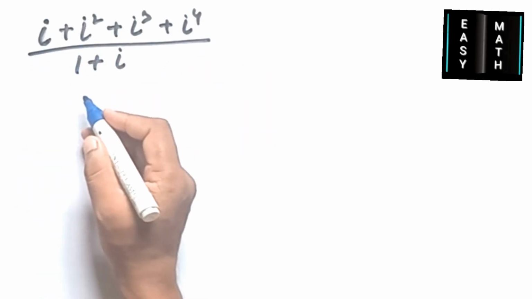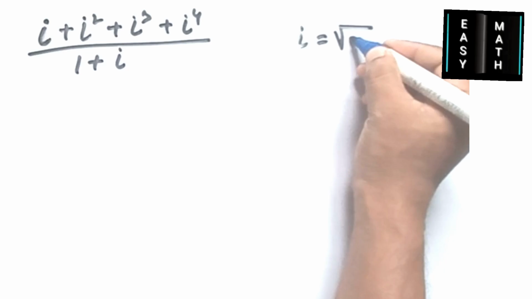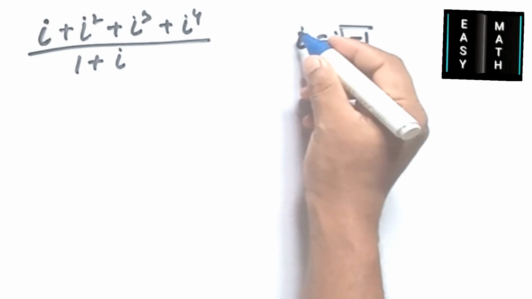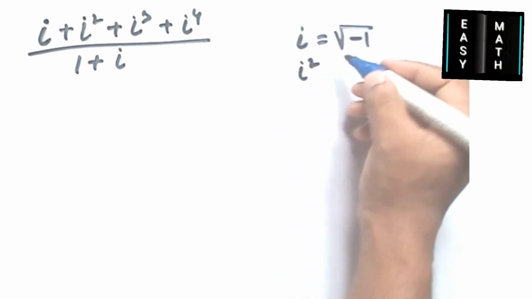What is the value of this? First, we know that i is the complex number. So this is the value of -1. And so i squared, so square both sides.